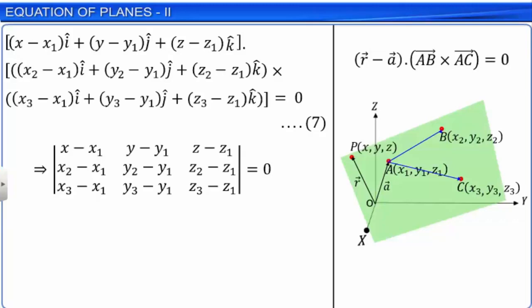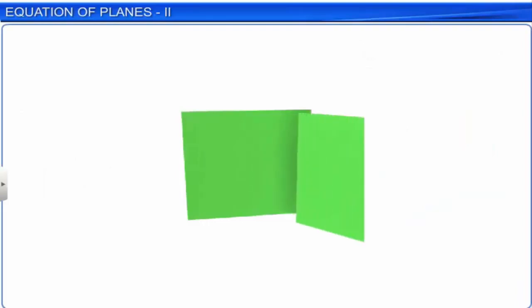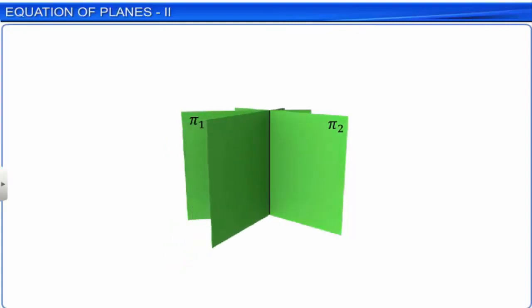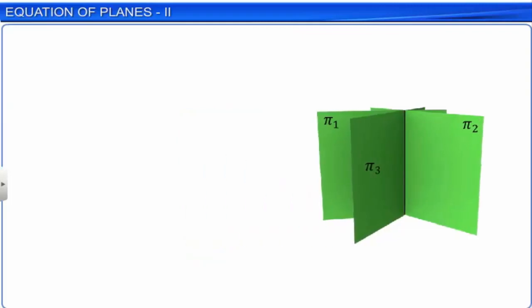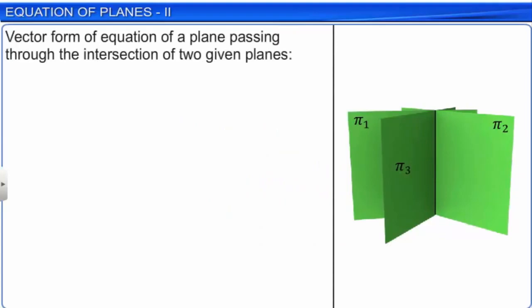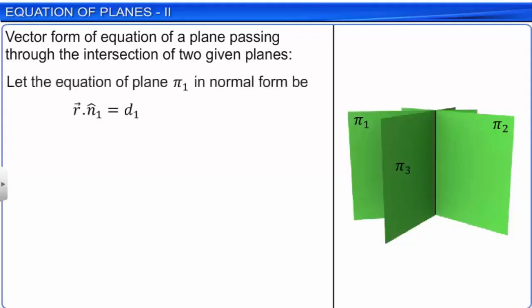Consider 2 planes pi1 and pi2 intersecting at a line, as shown. Now, consider another plane, pi3, passing through the line of intersection of planes pi1 and pi2. We will first derive the vector form of the equation of plane pi3 passing through the intersection of two given planes, pi1 and pi2. Let the normal form of the equation of plane pi1 be given by equation 1.